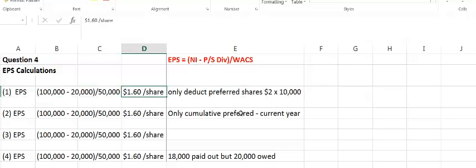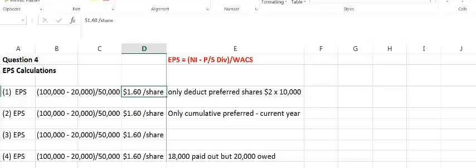So when we do this calculation, we get $1.60 per share. And what that means is that for every share a common shareholder bought, that share earned $1.60. So in other words, whatever the shareholder paid to buy that one share, they're entitled to get $1.60 back on that share that they bought.